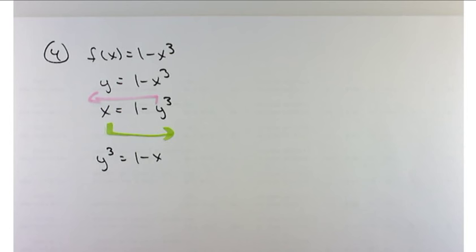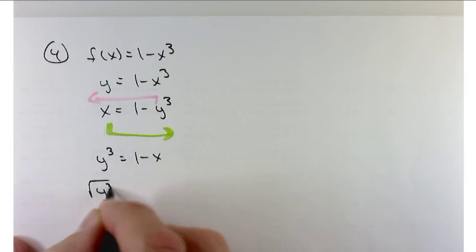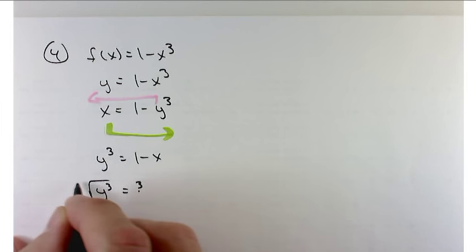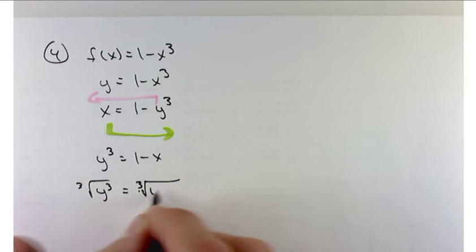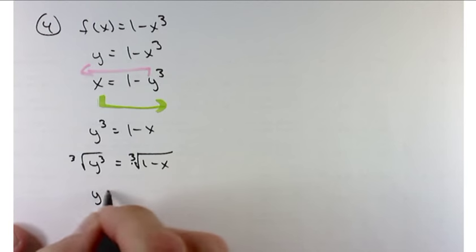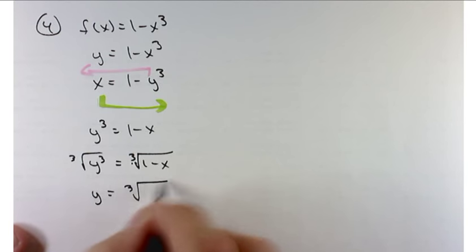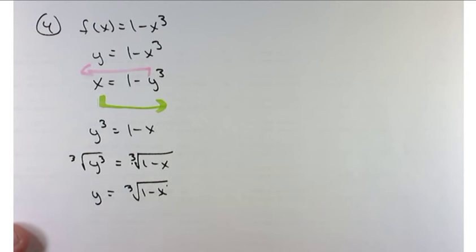What's the last step here? Cube root. So if I take the cube root on both sides, cube root of y cubed, cube root of 1 minus x. On the left-hand side, I'll get some nice simplification. On the right-hand side, not so much, but that's all right.